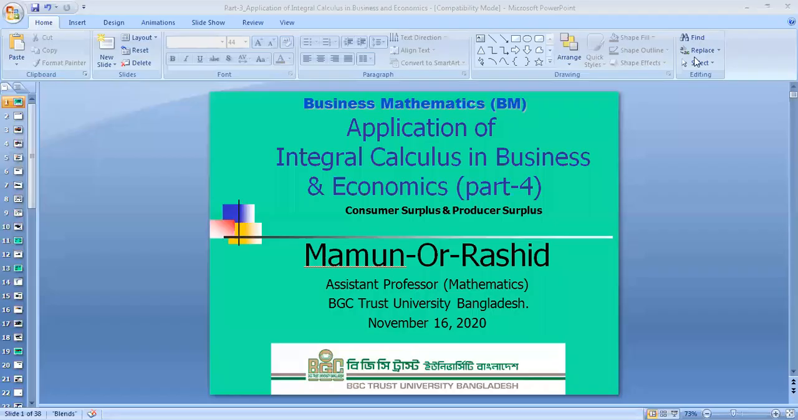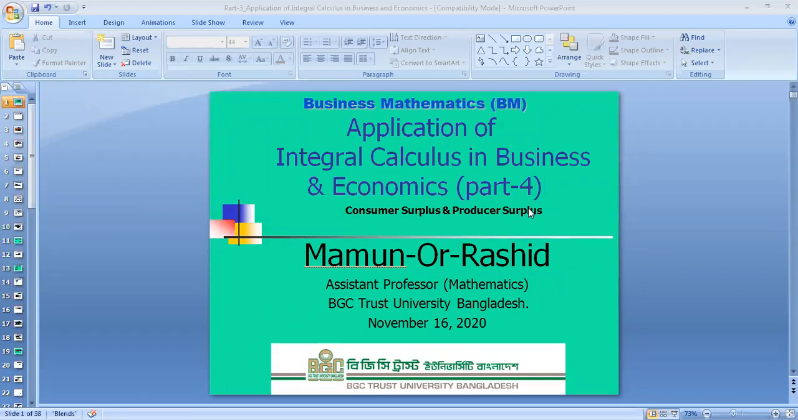Application of integral calculus in business and economics, part 4. This is a part of the course business mathematics. This is part 4, and today we started consumer surplus and producer surplus. What is a consumer surplus and producer surplus? We have studied the geometrical interpretation of consumer surplus and producer surplus, and we deduced a formula for both from the geometrical interpretation.